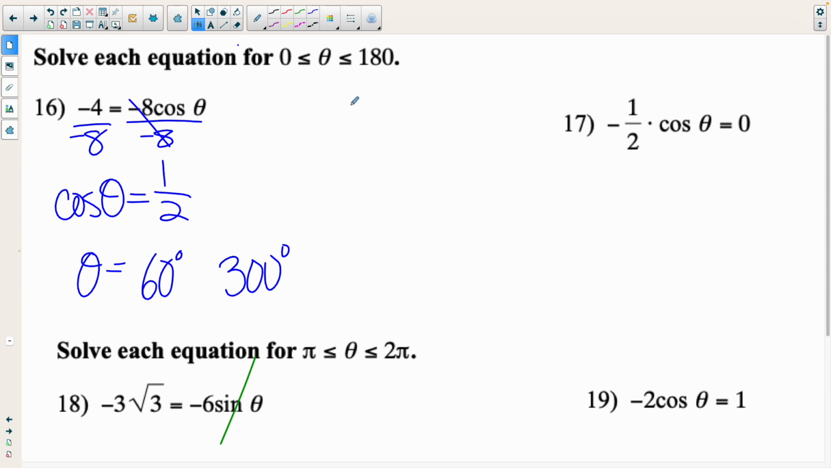Is 300 between 0 and 180? It's not, right? Your theta has to fit in between those two limits. So then you would be like, oh no, this one isn't working. All right, so now let's do 18.